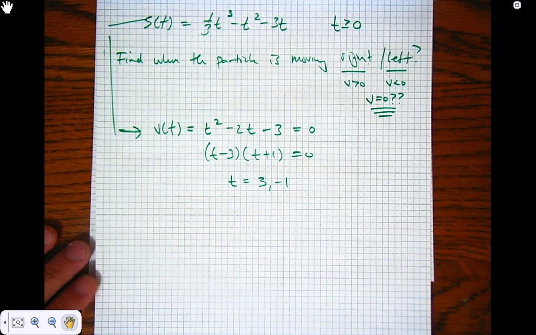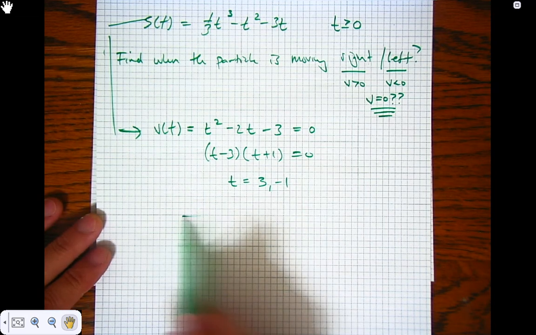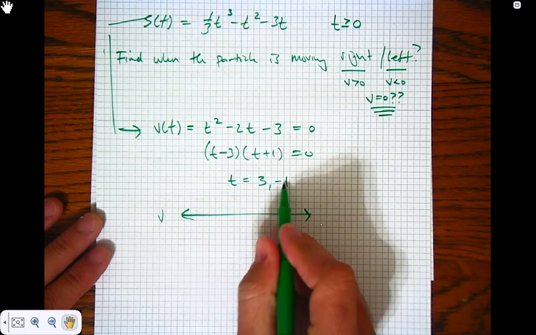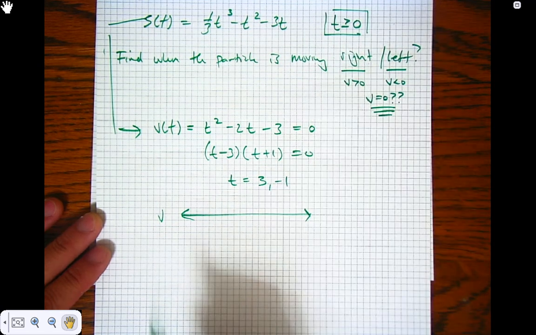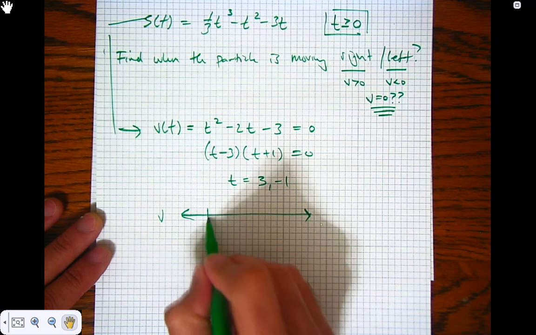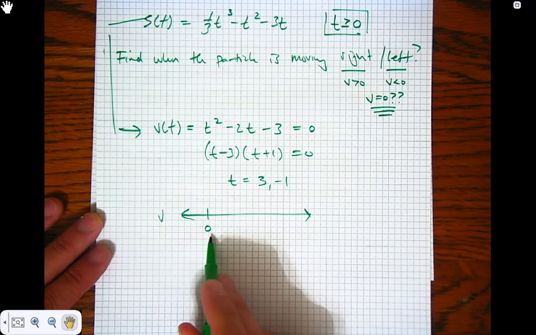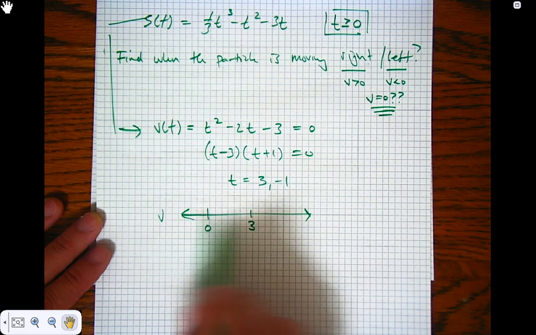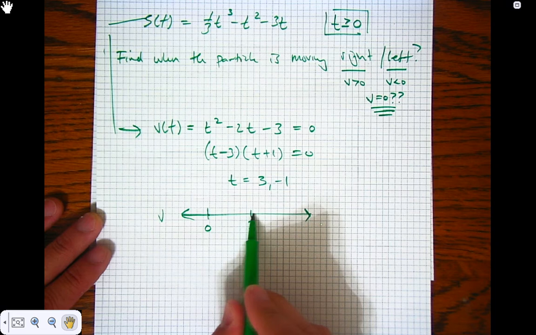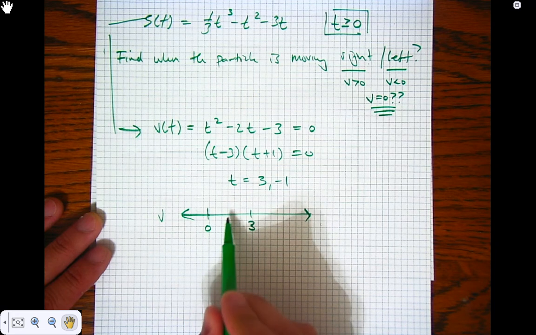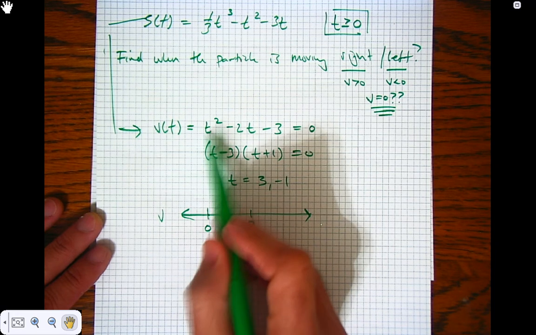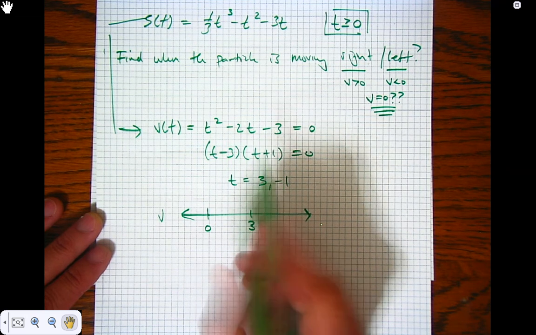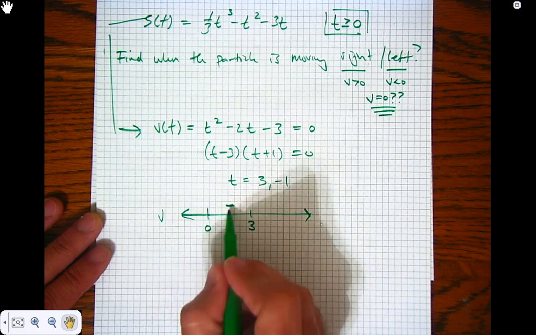What I want you guys to do next is draw in your velocity line. Remember, we want to only start at a t value of 0. So the lowest value on your velocity line should be 0 because that represents time. And then somewhere over here would be 3. You're supposed to find out what's happening between time 0 and time 3. For instance, at time 1, if I plug in 1, I get 1 squared minus 2, which is negative 1, minus 3 more is negative. So your velocity is going to be negative there.